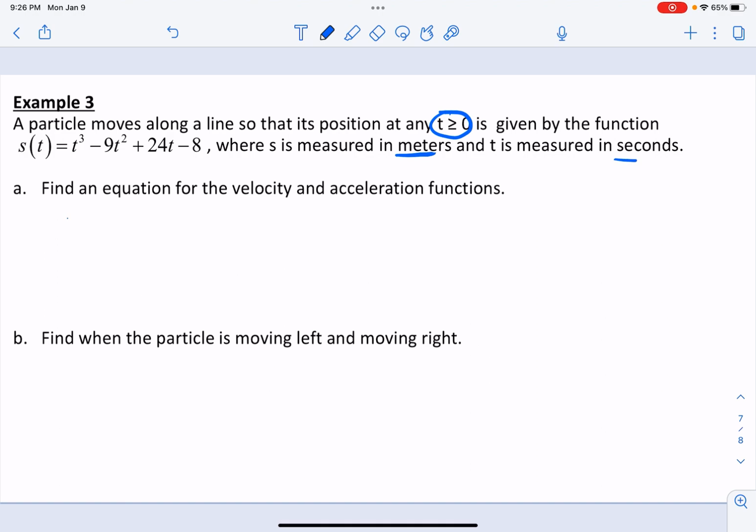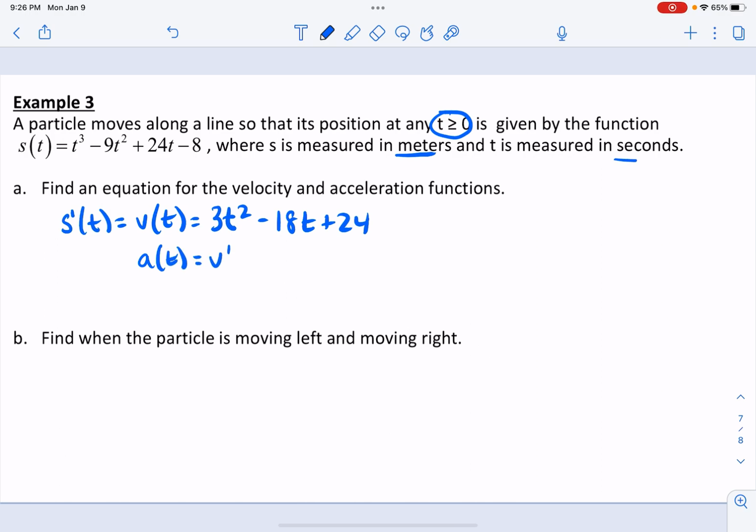Okay, so my velocity function is the derivative of position, and my acceleration function is the derivative of velocity, which is 6t minus 18. Okay, when is the particle moving left? When is the particle moving right? The particle moves left when my velocity is less than 0. We move right when our velocity is greater than 0. So I have to take this velocity function and set it equal to 0.